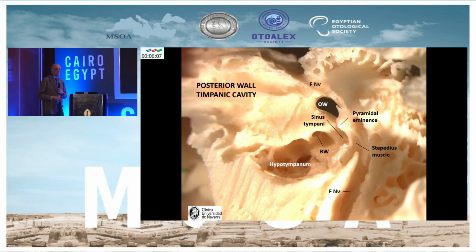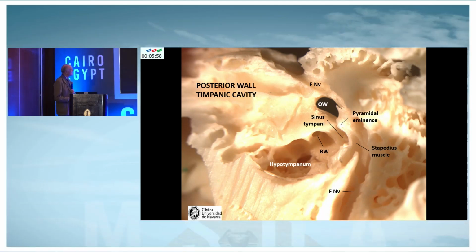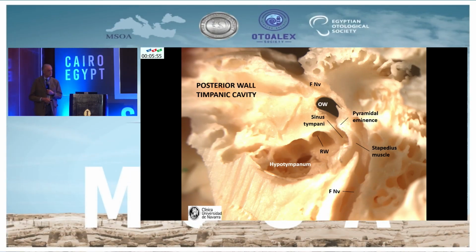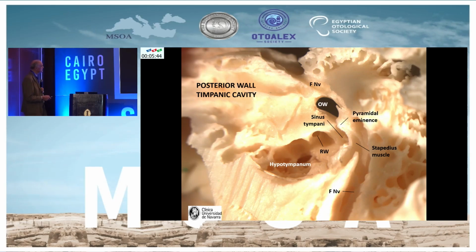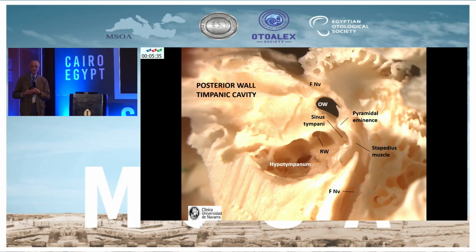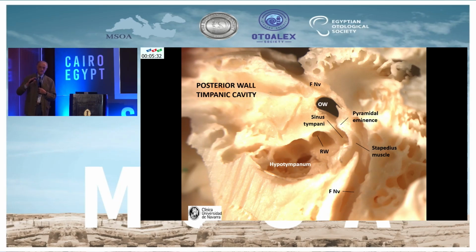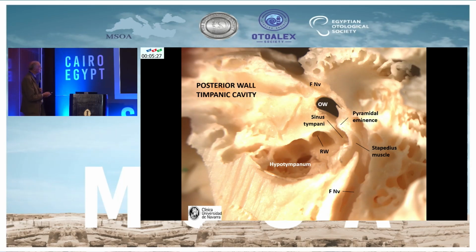Well, at the end, after performing the posterior tympanotomy, we are approaching the posterior wall of the tympanic cavity. And in this area, we can see different structures. This is the pyramidal eminence where the stapedius tendon comes out, and also you can observe in this area the stapedius muscle. These anatomical landmarks are very important sometimes when we are trying to reduce the facial nerve area, just to have a better view of the round window niche.